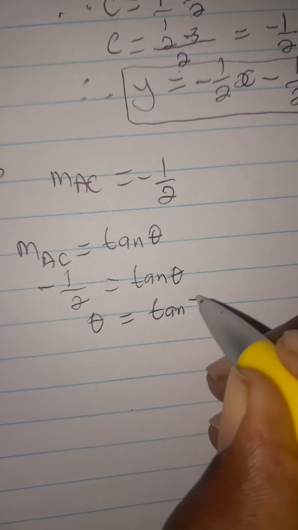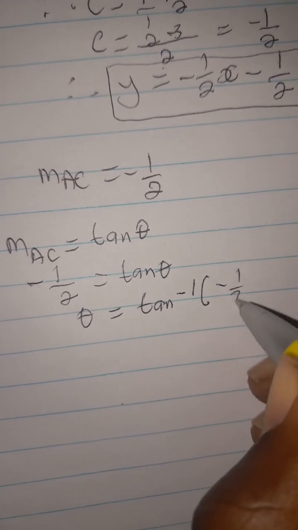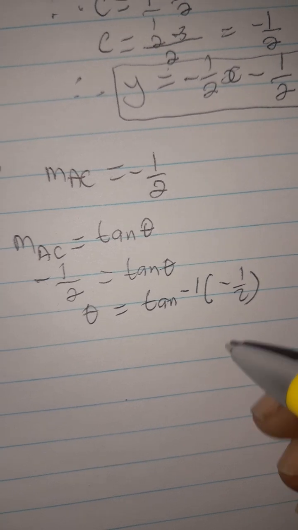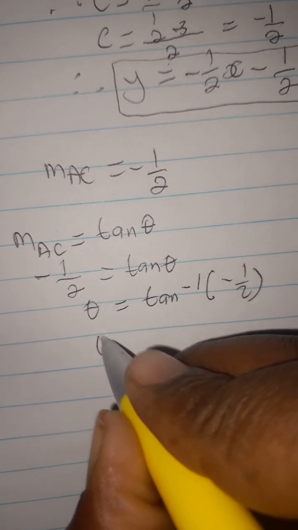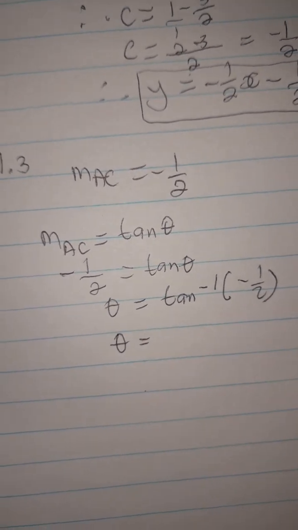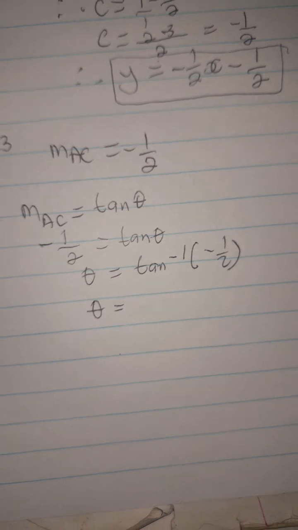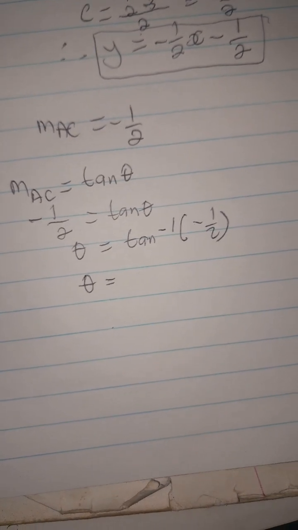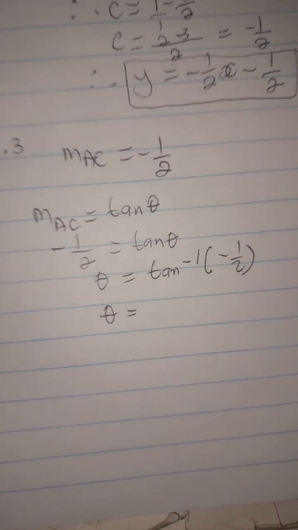Right? If we plug in tan inverse of negative half, you are going to get negative 26, let's punch our calculator.